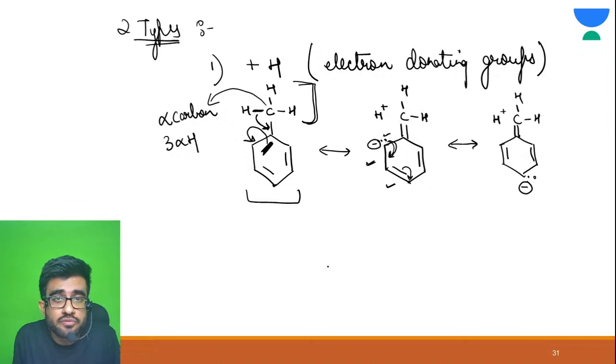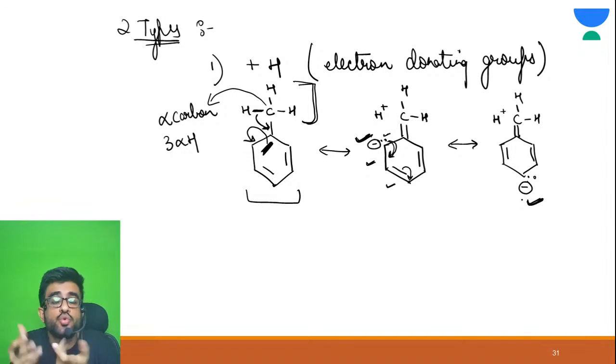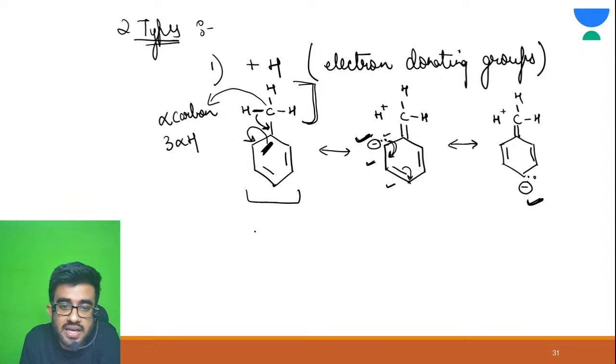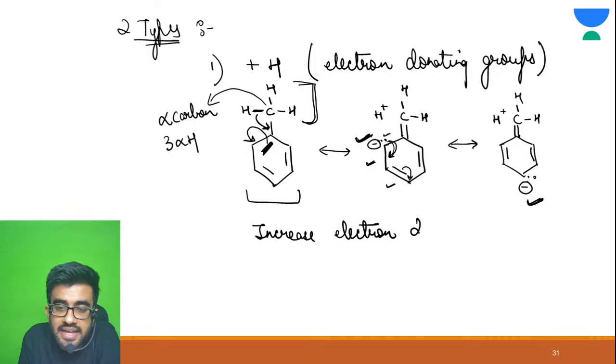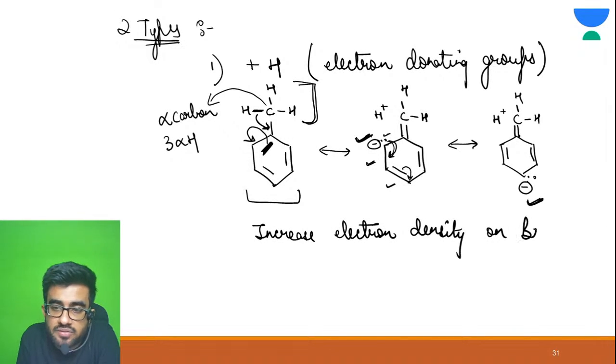Because if you observe carefully on the benzene ring, you are having negative charge. Negative charge means someone has given you more electrons. So who is that someone? CH3. Alright, so what does plus H mean? They increase electron density on benzene. They increase electron density on benzene.